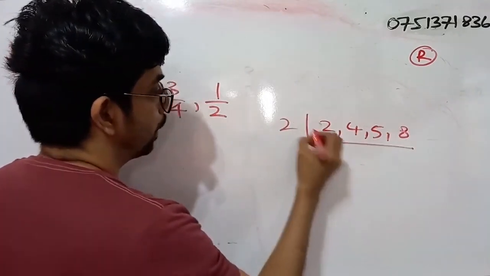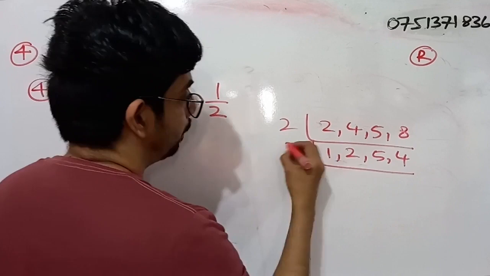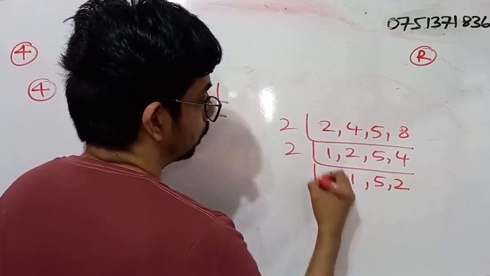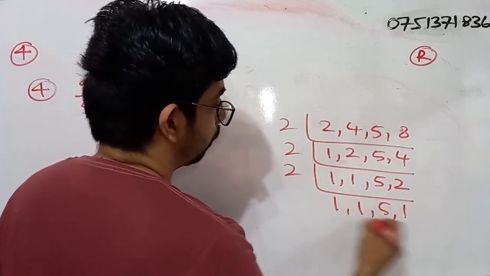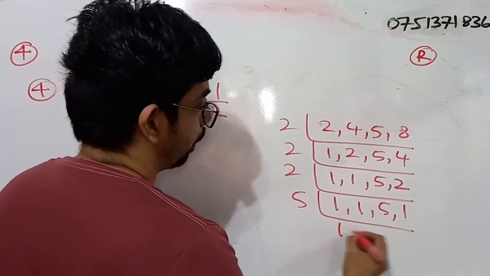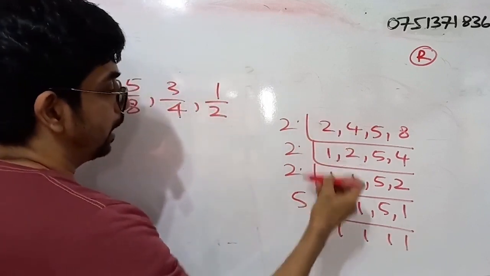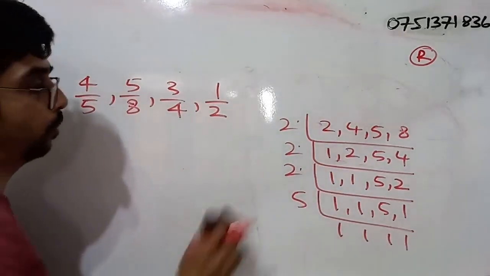So we will divide this by 2: 1, 2, 5 and 4. Again we divide by 2: 1, 1, 5 and 2. Again by 2: 1, 1, 5 and 1. Then we divide by 5: 1, 1, 1, 1. 2 times 2 is 4, 4 times 2 is 8, 8 times 5 is 40. That means the least common multiple is 40.